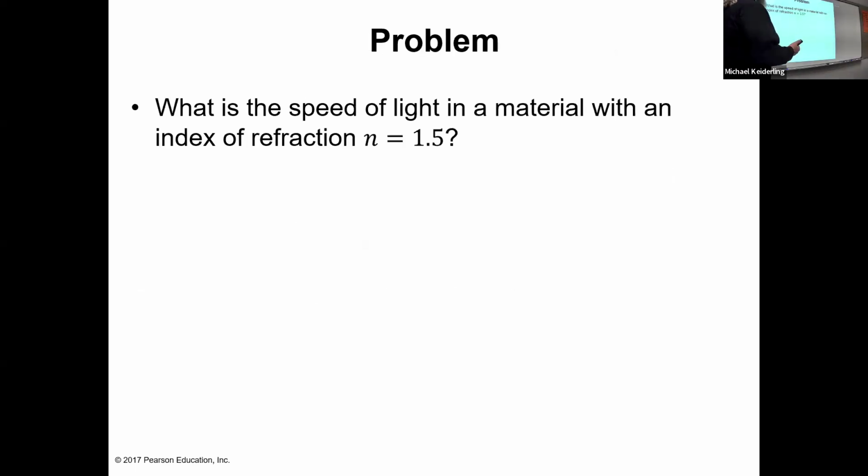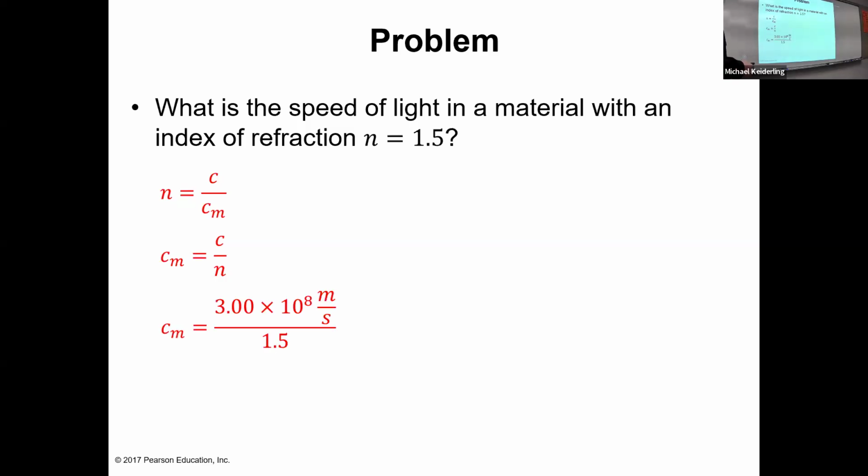So what is the speed of light in a material with an index of refraction of 1.5? Index of refraction is speed of light over speed in the medium. So speed in the medium is speed of light over index of refraction. So 3 times 10 to the 8th meters per second divided by 1.5 is 2 times 10 to the 8th meters per second. And glass has an index of refraction around 1.5.